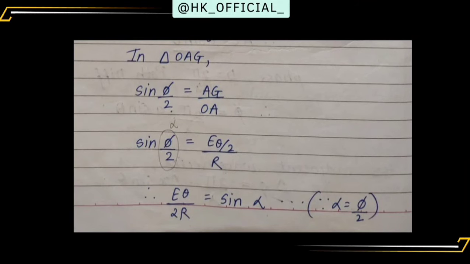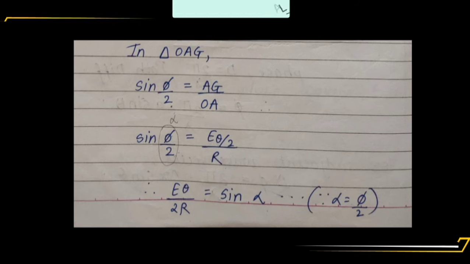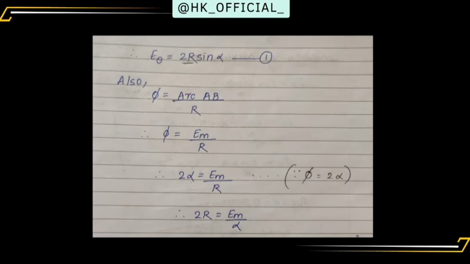So first, I considered triangle OAG, and with the help of sine theta, where theta here I have considered as phi by 2. Phi by 2 is nothing but alpha as per our derivation. We got E theta by 2r is equal to sine alpha, and by rearranging I got E theta is equal to 2r sine alpha. Now I have to know what 2r is. So I will do a mathematical step over here, that is phi is equal to arc AB upon r.